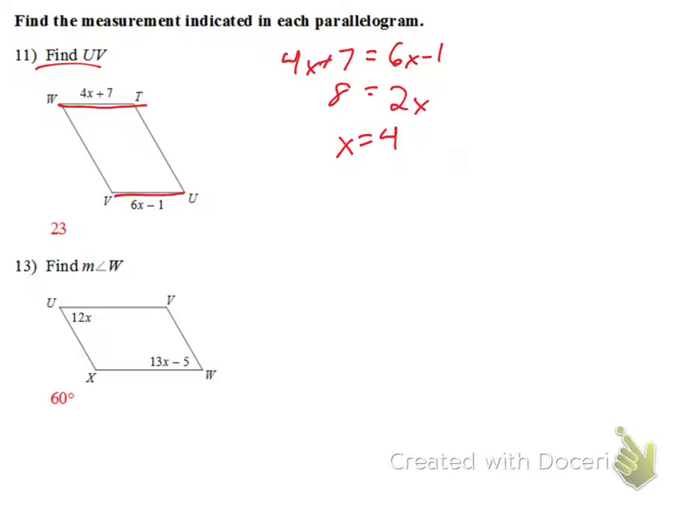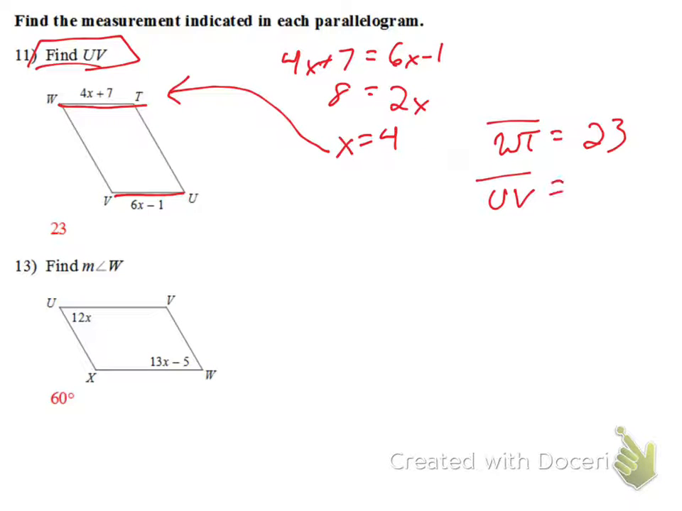So now I just need to plug it in. Since these are the same, I can pick whichever one I want. So I'll just do the top one. I'm going to plug that in. So 4 times 4 is 16, plus 7 is 23. So WT is equal to 23. But look, it says find UV. So then UV is also going to equal 23. And that would be your final answer.